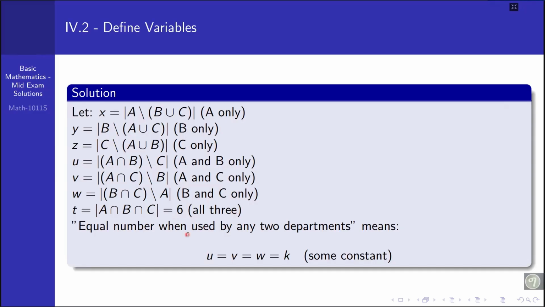Then an equal number when used by any 2 departments means the number of cars in A and B, A and C, B and C are equal to each other. Let's assume that U is equal to V, where U stands for the number of cars administered in A and B only. So U, V, W are equal to a certain constant K, where K is the number of cars in any 2 departments.